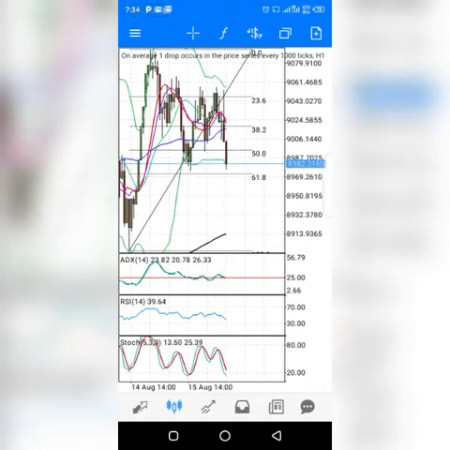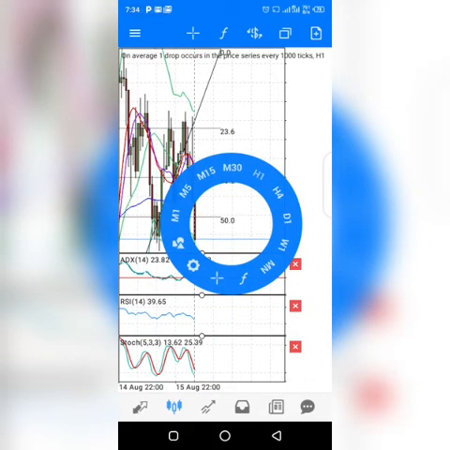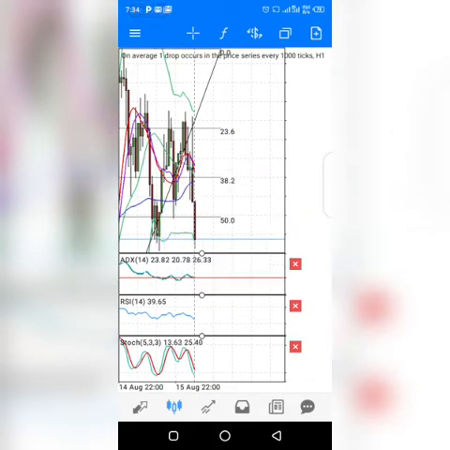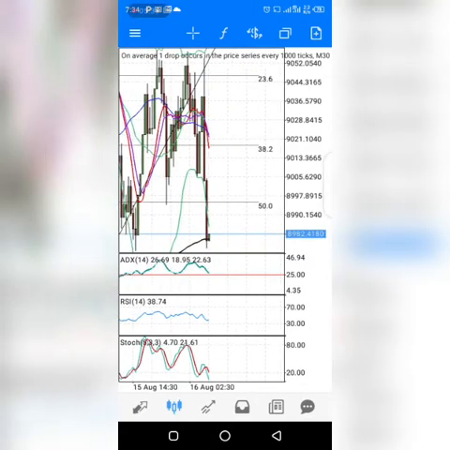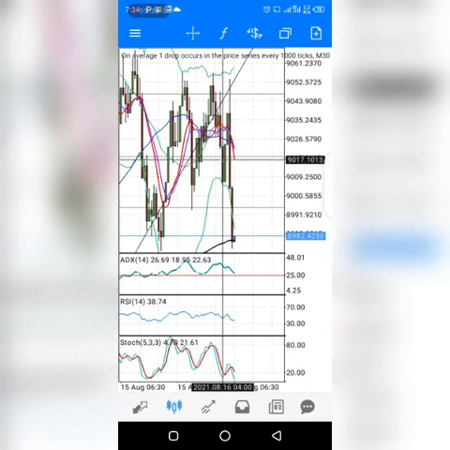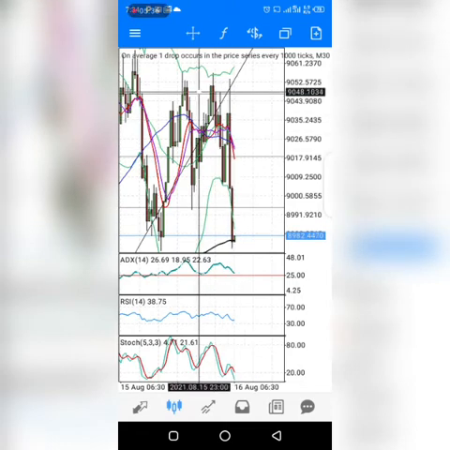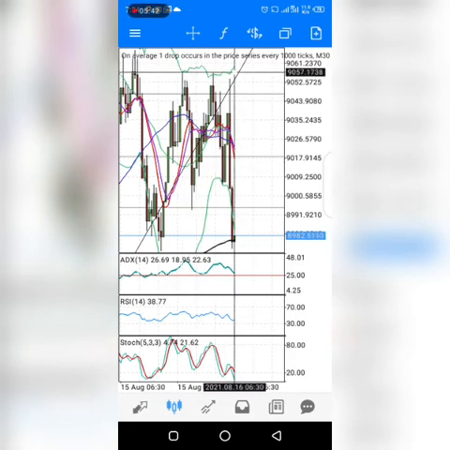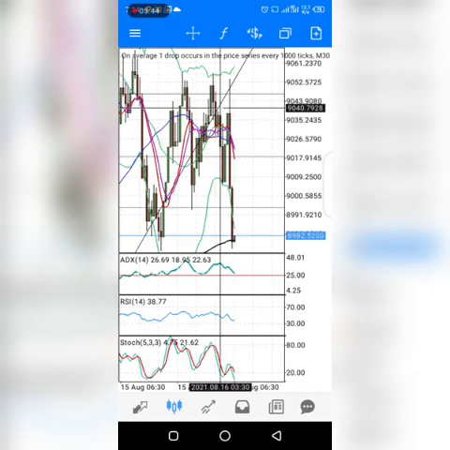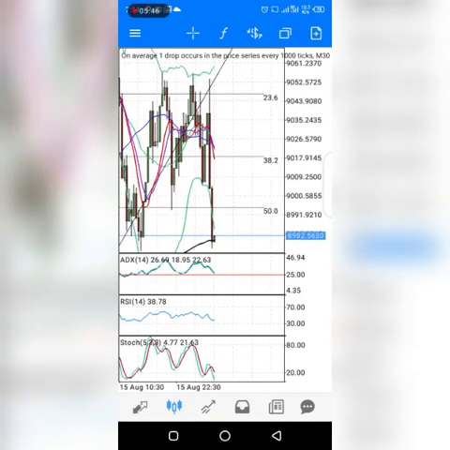Now we have analyzed it using H1. Let's go to our M30. M30, as you can see, the same thing still occurred. Though this upper Bollinger Band was acting as a support for the sellers, which 53.6 mark played a vital role.